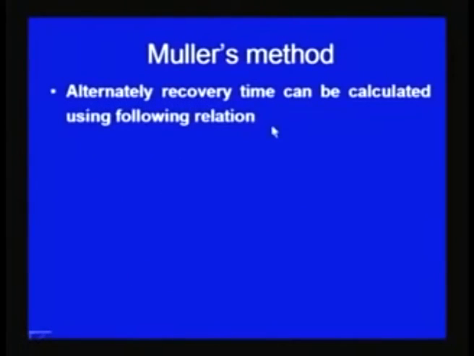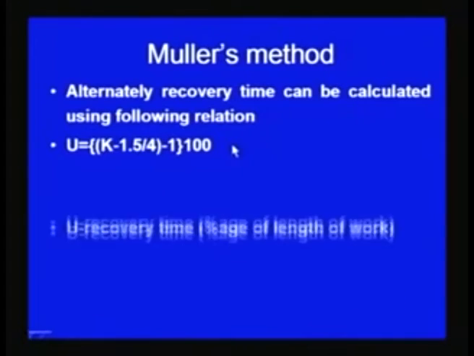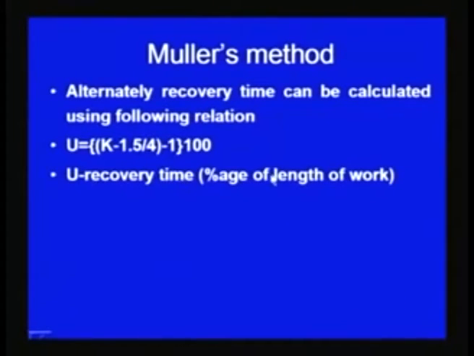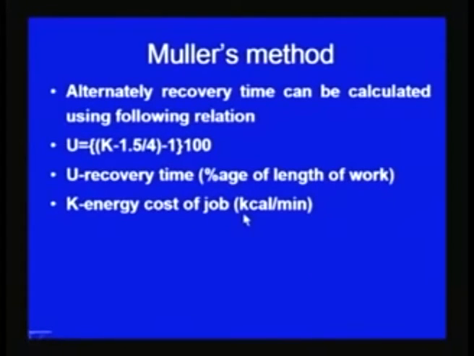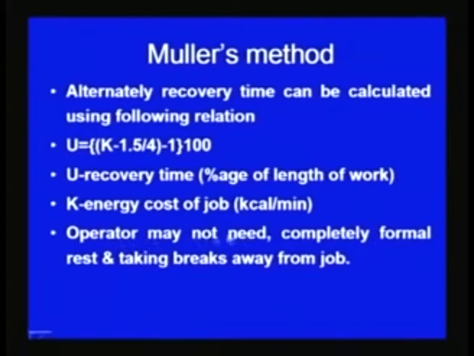Alternatively, the recovery time can also be calculated using the following equation, which shows that U, that is the recovery time, is equal to (K minus 1.5) divided by (4 minus 1.5), into 100. It shows the recovery time in terms of the percentage of the length of the work. K is the energy cost of the job, and for the operator here 1.5 is the basal metabolism rate and 4 is the acceptable upper energy limit of the work.